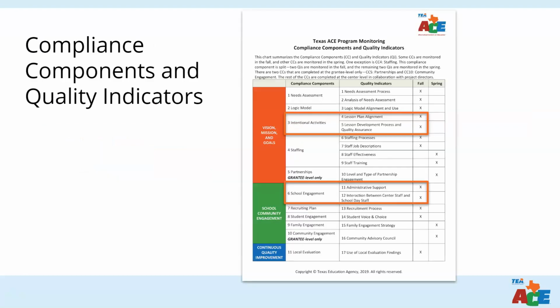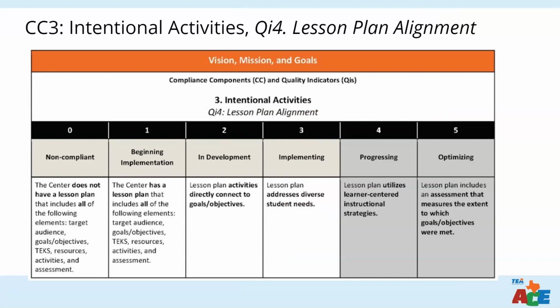The handout shown here can also be found on the monitoring page under Resources and Supports on mytexasace.org. It gives an overview of all of the compliance components and the associated quality indicators. Compliance Component 3, Intentional Activities, is associated with two quality indicators: Quality Indicator 4, Lesson Plan Alignment, and Quality Indicator 5, Lesson Development Process and Quality Assurance. Compliance Component 6, School Engagement, is also associated with two quality indicators: administrative support, and interaction between center staff and school day staff. Let's start with Compliance Component 3, Intentional Activities.